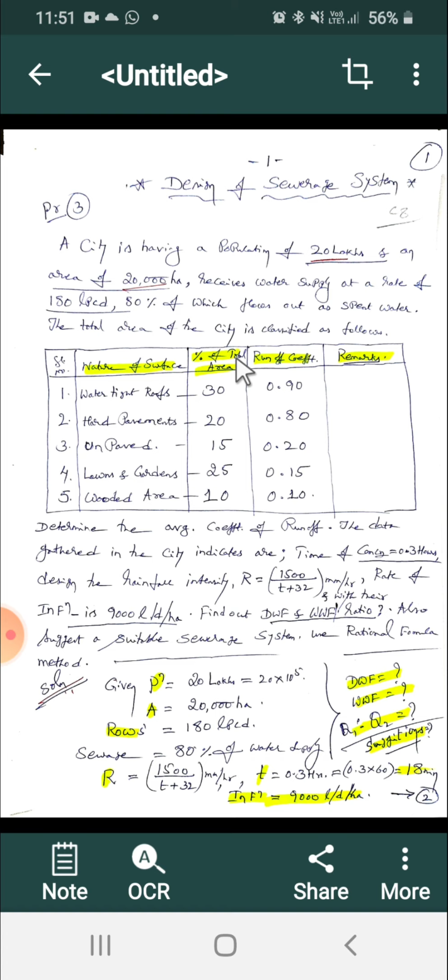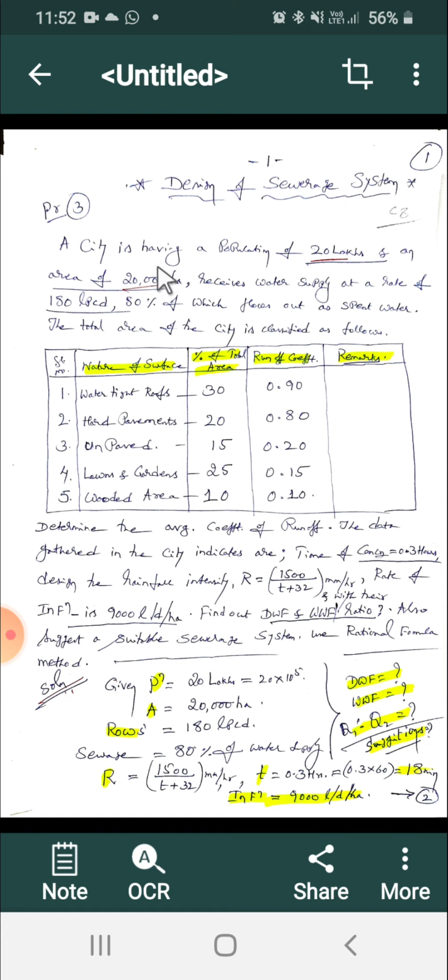Population into rate of water supply, and then percentage of sewage. If it is not given, you assume the percentage of sewage and solve the problem. Don't leave any kind of this problem. Problems are so easy. That is why I am stressing many times to solve this problem. Okay, now let us start with this problem.